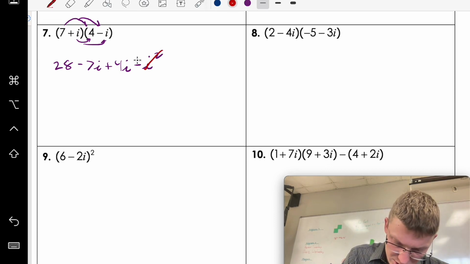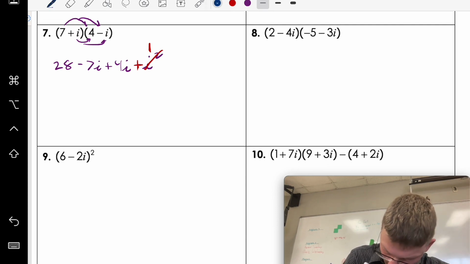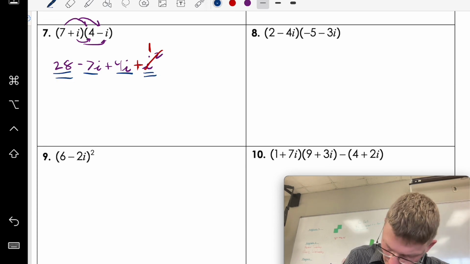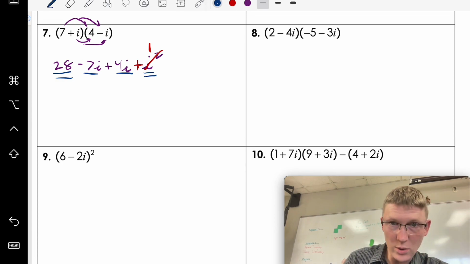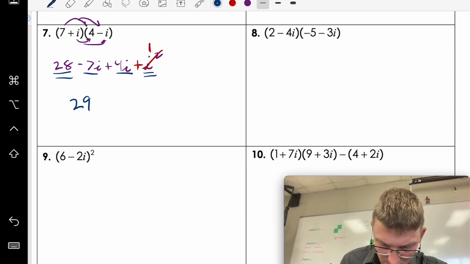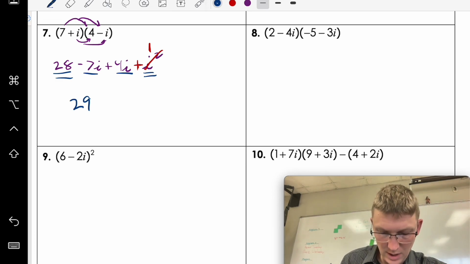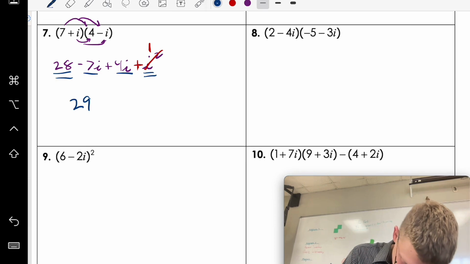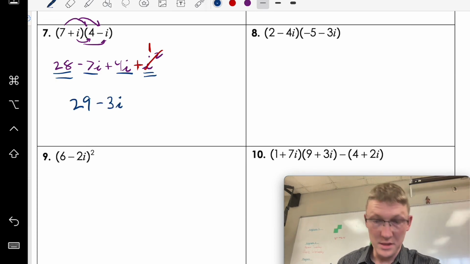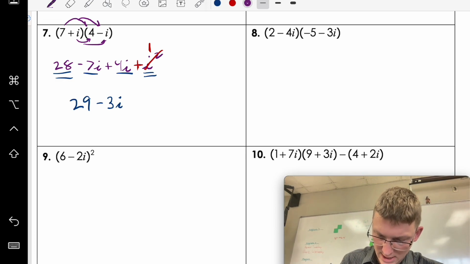Remember, this is going to just switch our sign here, and this is going to be a 1. I'm just going to write that up there just so I don't forget. We can combine these like terms. And here we go. So we got 28, 29. And then negative 7, negative 3, right? Yeah. Minus 3i. And that's it. So we'll do the same thing over here.